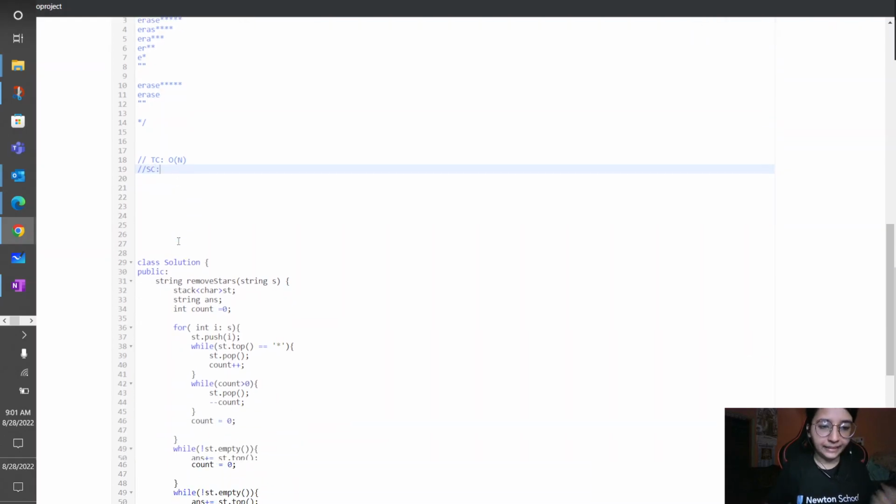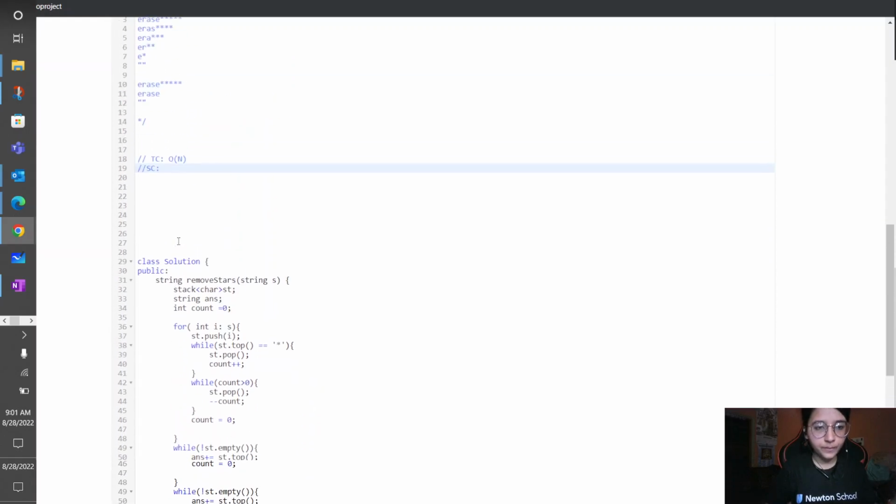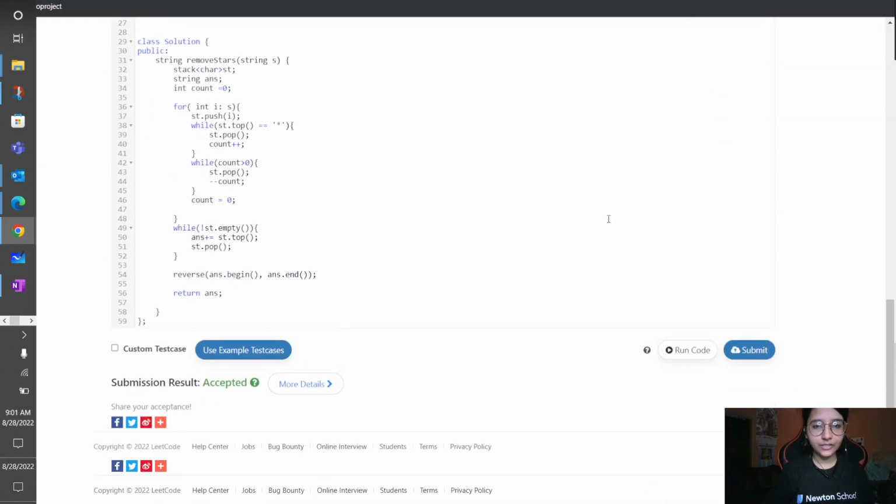And the space complexity here is basically the number of characters which are being stored in the stack. At most it could be that the whole string is being stored. So that's why the space complexity is also order of n. So this was all for this particular question.